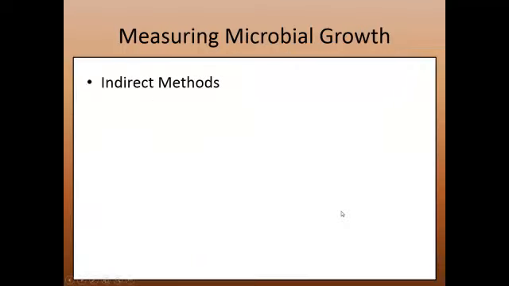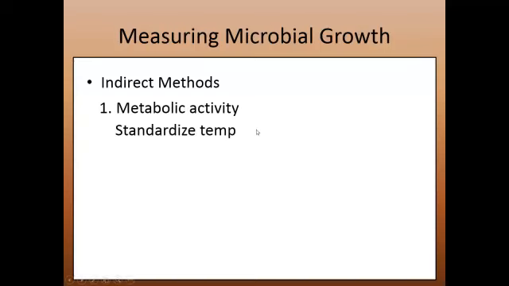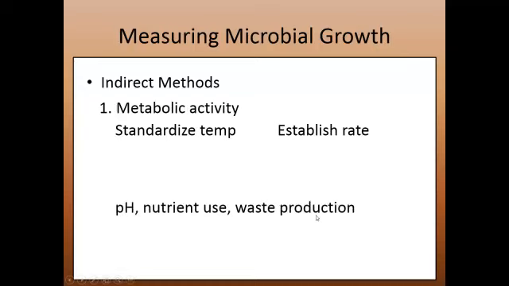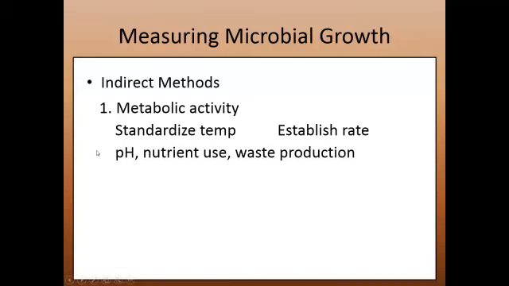Now let's talk about some indirect methods. In other words, we're not looking at actual numbers of viable cells, actual number of cells. Instead, we may be looking at metabolic activity. That would be, we take a standardized temperature and establish the rate of microbial growth. So the more cells I have, the more metabolic activity I'm going to have. So we can measure pH, we can measure nutrient use, we can measure waste production of something other than organic acids. All of this would be measuring the metabolic activity, which measures the number of cells indirectly.